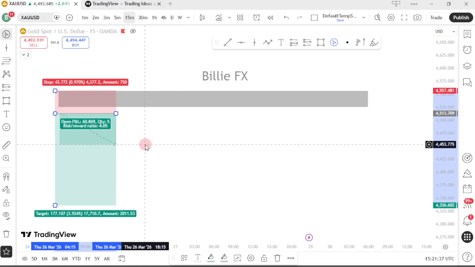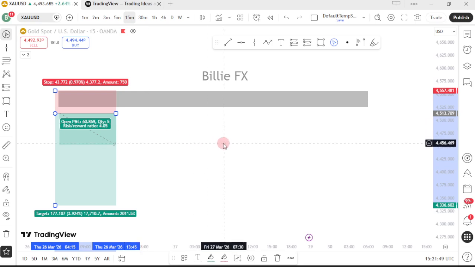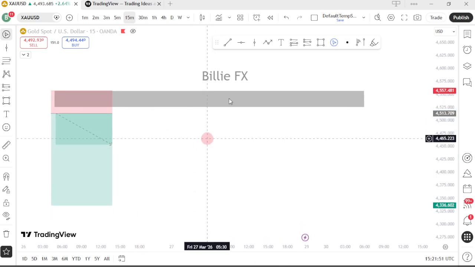Once you know that a market structure shift is valid or a change of character is what? Valid. Okay. These are the things that I'm going to show you that I believe are going to be very, very helpful in your own trading journey. So that much I do, let me get into it.